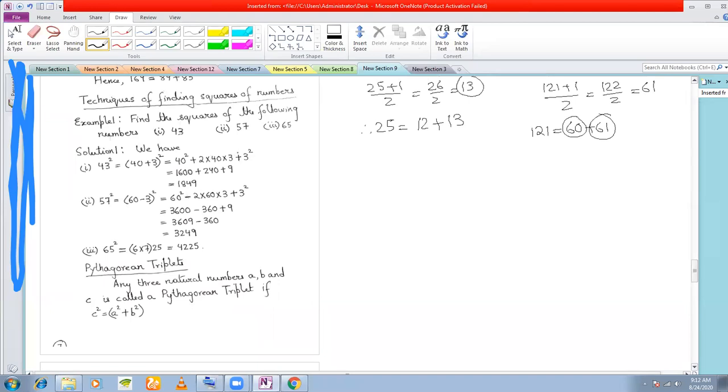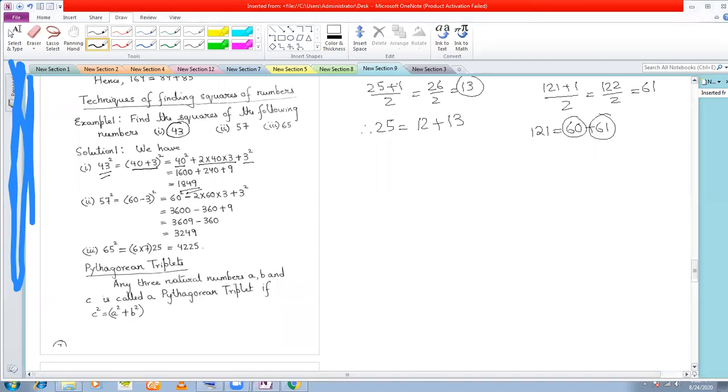Next, techniques of finding square numbers. Now, I have given you this technique. I have given you two examples, 43. 43 I have written as 40 plus 3 whole square, and then I have expanded this by a square plus 2ab plus b square, and I have got the square of 43.